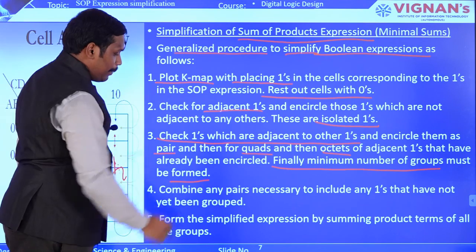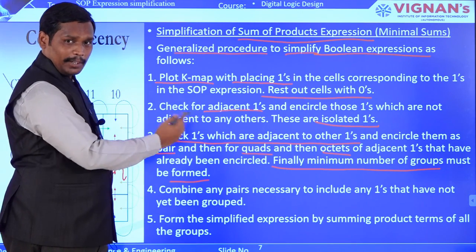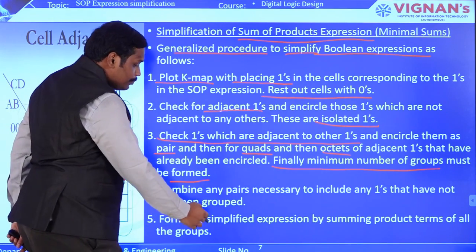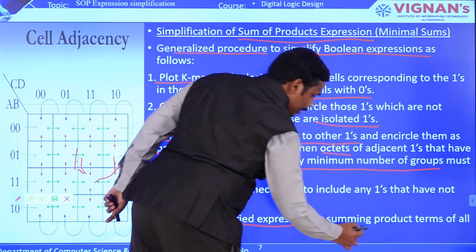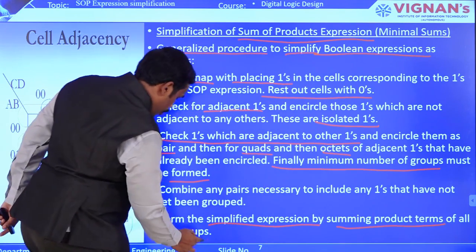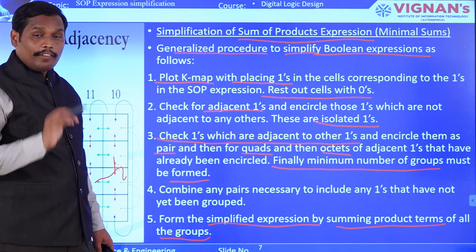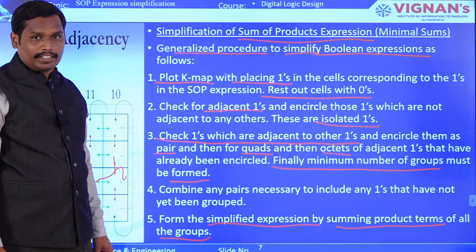Next, combine any pairs necessary. If any ones are left out, you can form another pair as a group. Finally, the simplified expression is the sum of the product terms of all the groups. So this is the 5-point agenda for simplifying a Boolean expression under sum of products, right?